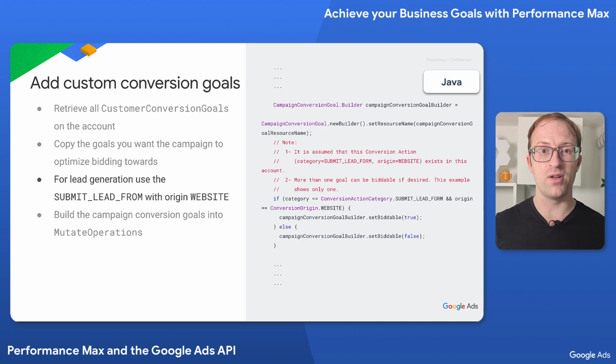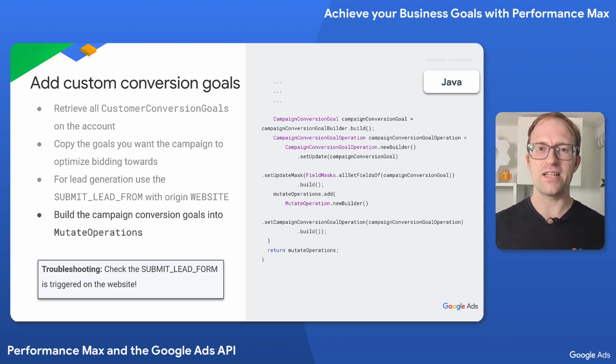this type of conversion. If you can't find the conversion action in the account, then you need to check the conversion tracking is installed correctly and the method is firing an event on the website. The workflow assumes that the form has already been set up and has been successfully firing submit lead form events.